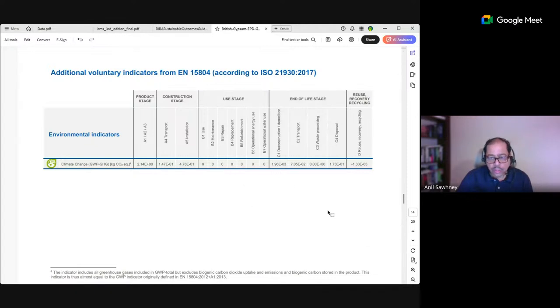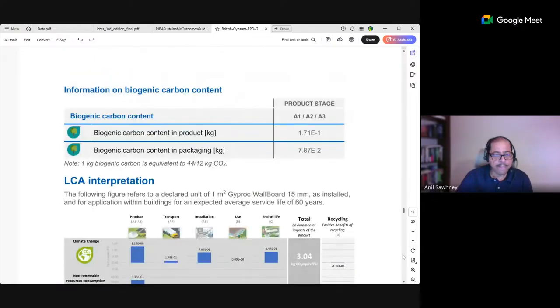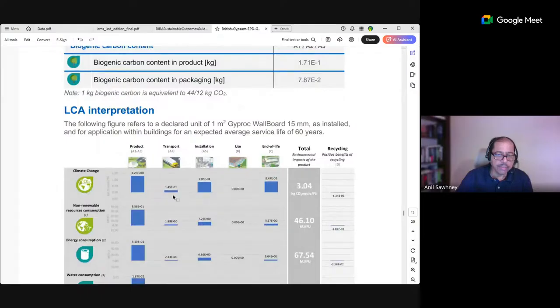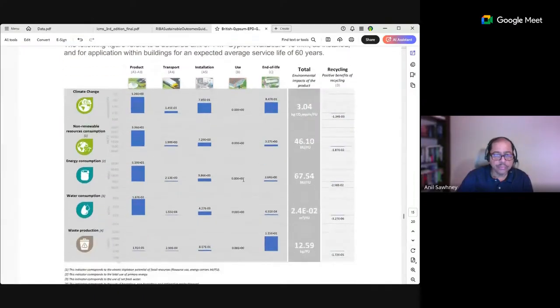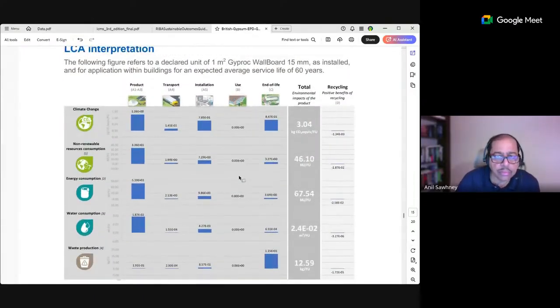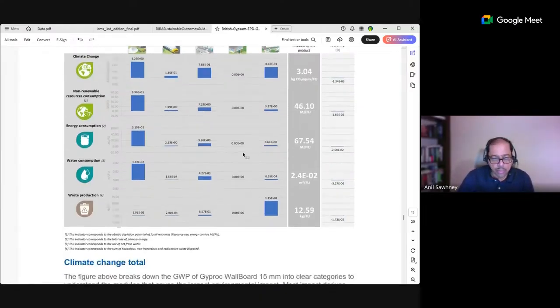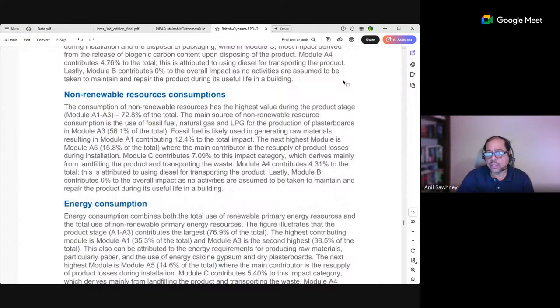Yeah, I think this we already covered. And if you want to understand a bit more, for 1 square meter Gyprock wallboard, 15 mm, through their LCA calculations, this is how they are interpreting the results. So that's another example. We're going to go into more examples when we come back from our lunch break. So I'm going to stop sharing and open the screen once again for any questions or comments.